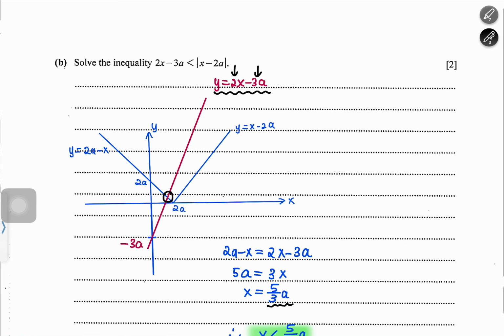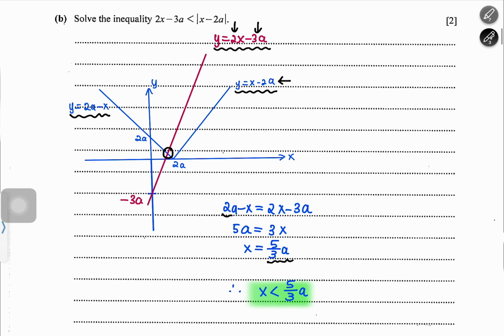This part of mine is x minus 2a. The other part, which is this one, is a reflection about the x-axis. So what will you do? You will take this one and negate it, and you will get negative x plus 2a, which is here. When solving for the intersection, you will take 2a minus x and equate it to 2x minus 3a. You will get 5 over 3a.